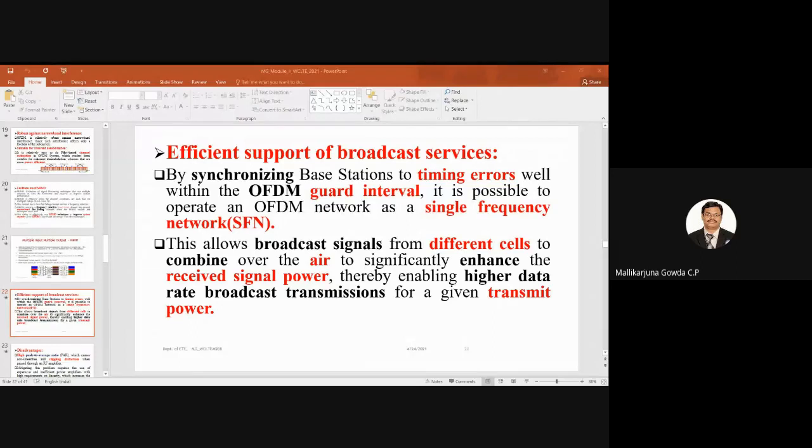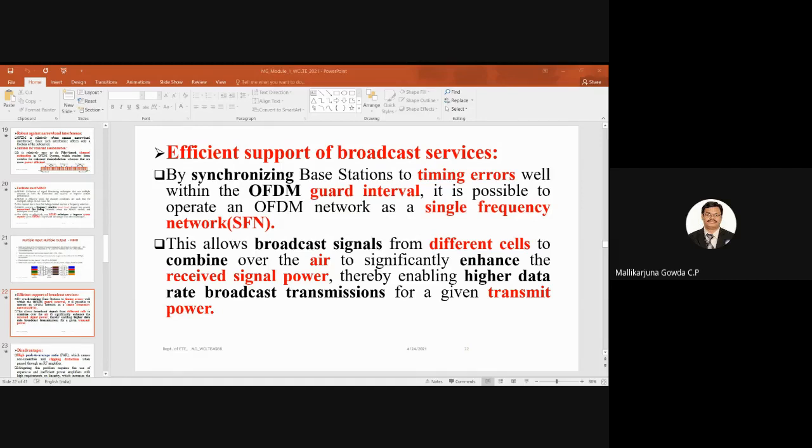Then suitable for coherent demodulation, right? It exploits frequency diversity. See, it should be there.